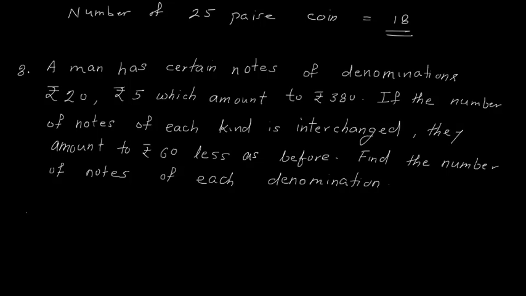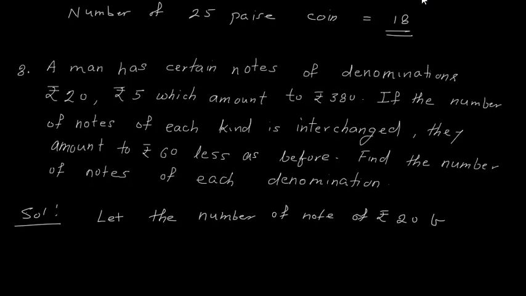So let us start by assuming, let the number of notes of rupees 20 be x and the number of notes of rupees 5 be y.